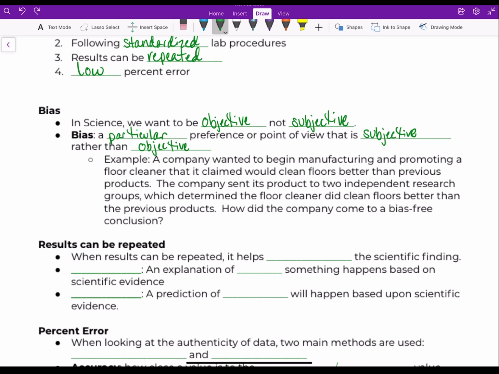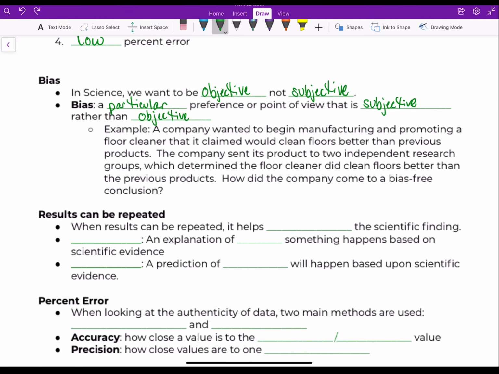Now, everybody has bias. Everyone has it, whether you know it or not, we all have some sort of bias. And so scientists work very hard to take their bias out of what they're doing. And there are certain ways that that can be done. And that also has to do with standardizing our lab procedures. So in an example here, we're going to find a way that they eliminated bias. It says a company wanted to begin manufacturing and promoting a floor cleaner that it claimed would clean floors better than the previous products. The company sent its products to two independent research groups, which determined the floor cleaner did clean floors better than the previous products. So we want to know, how did they come to a bias-free conclusion?